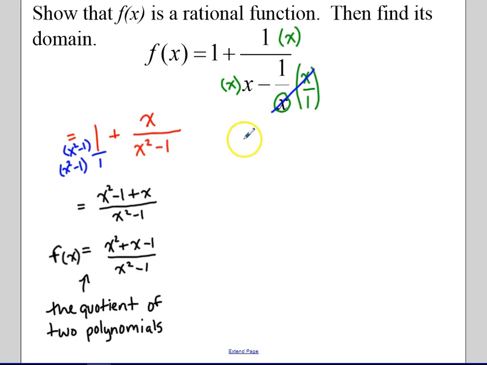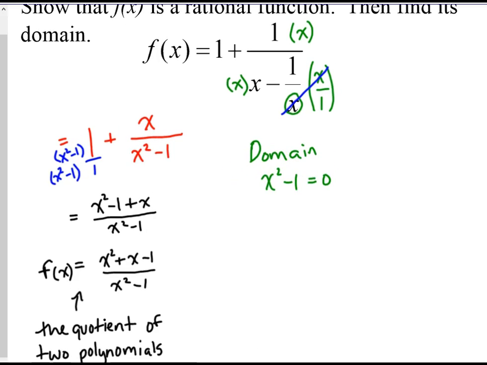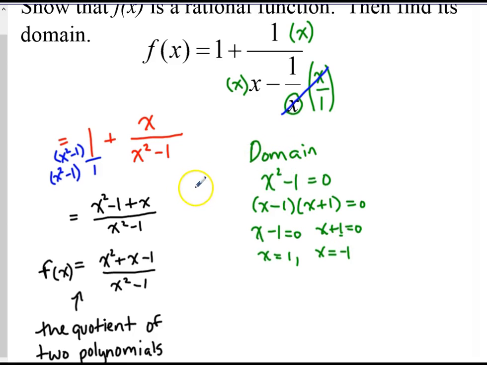Okay, so to find the domain, first, in the new equation, find where the denominator is going to be equal to 0. So go ahead and solve this out. Difference of two squares, x minus 1, x plus 1. Okay, there's another consideration though. Let's just label this up a little bit.